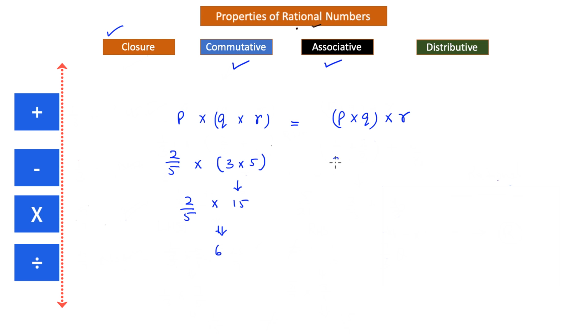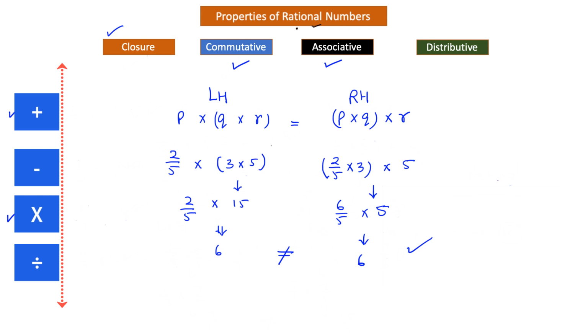Now let's do this. Let's take this number 2/5 and multiply that with 3 first. This is my first subgroup, and then I multiply that whole thing with the 5. So first what I get is 6/5. Multiply that with 5, and it will give you nothing but 6. So yes, it does work. The left hand is equal to the right hand. So we say that the associative property also holds true for rational numbers under addition and under multiplication.